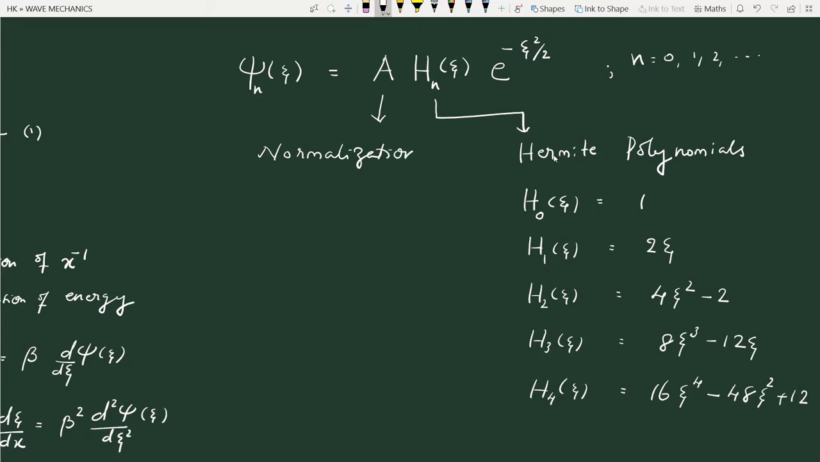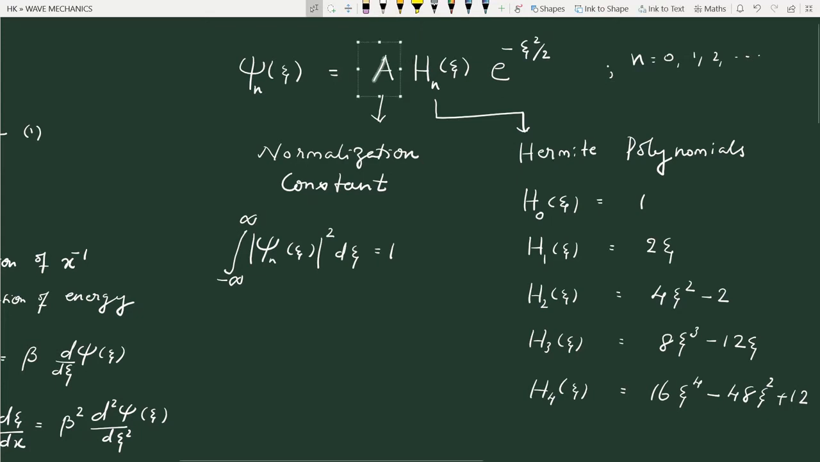Now this normalization constant can be evaluated using the normalization condition of the wave function. What is the normalization condition of the wave function? It is the integral from minus infinity to plus infinity of mod psi n theta square d theta equal to 1. Now when you apply this normalization condition, you have to substitute for psi n theta square from here in this expression. So naturally you have to use the normalization condition for Hermite polynomials.